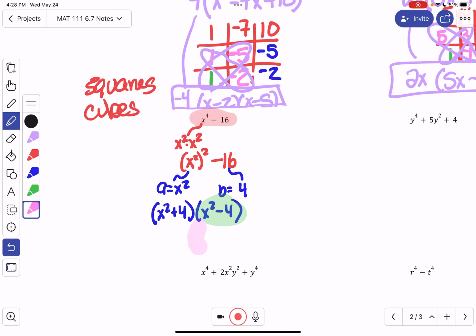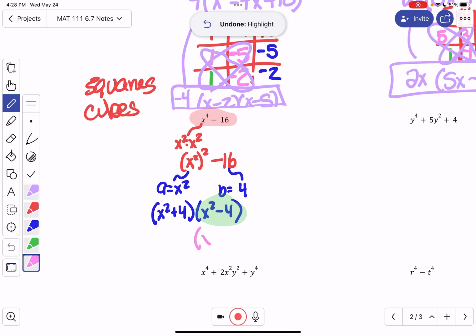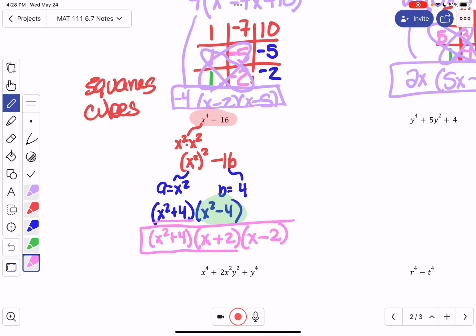The square root of x squared is x. Square root of 4 is 2. So we have an x plus 2 and an x minus 2. Then bring down the part that we couldn't reduce any further. And now we've factored it completely. So you always want to keep going as far as you can.